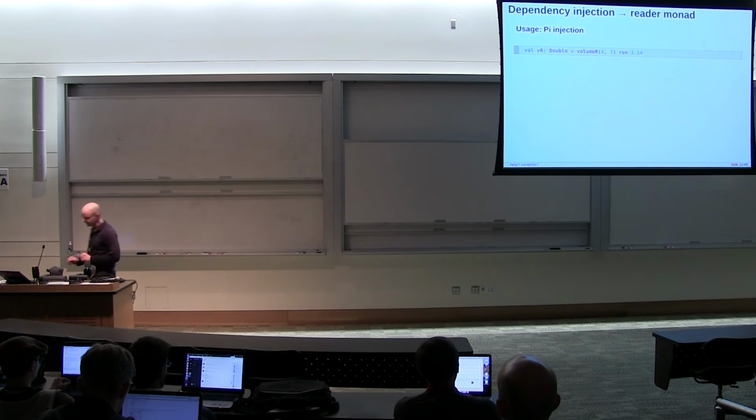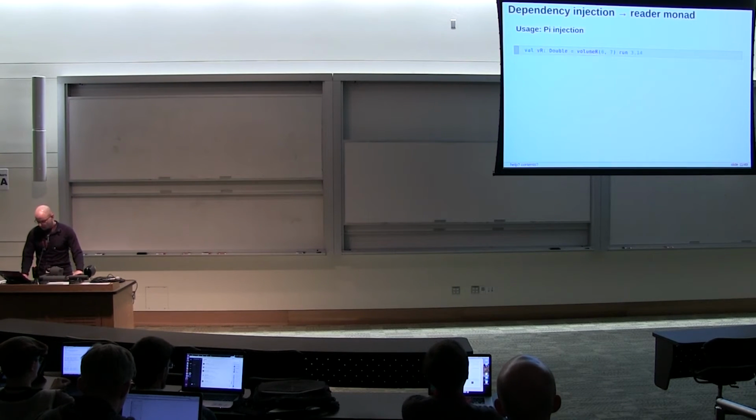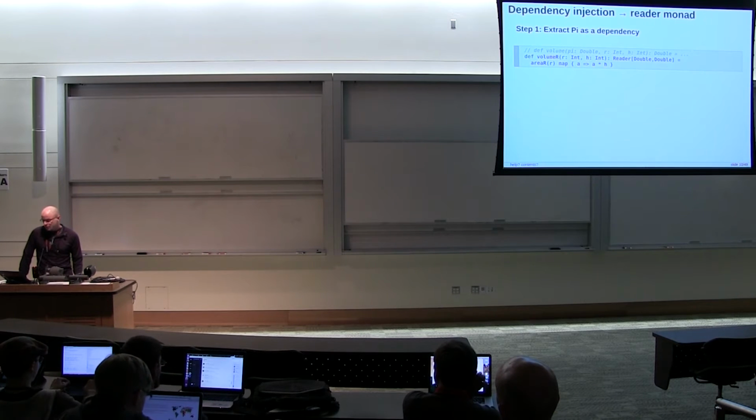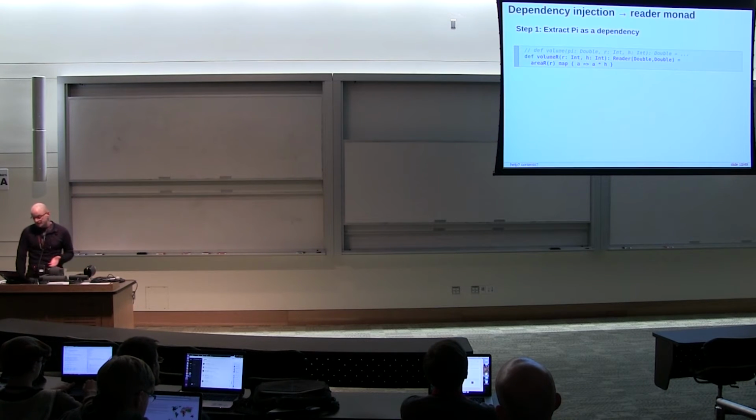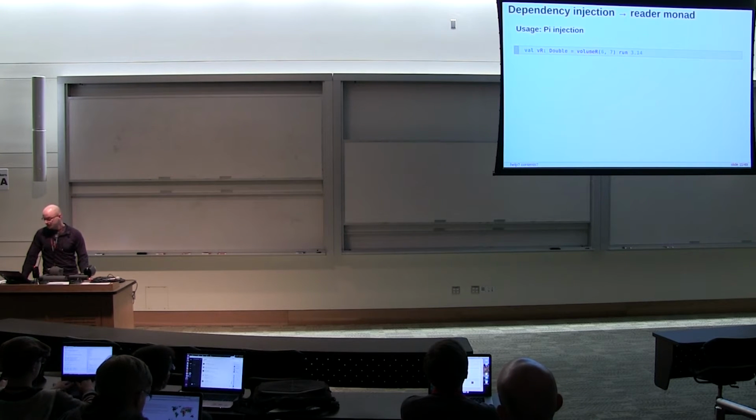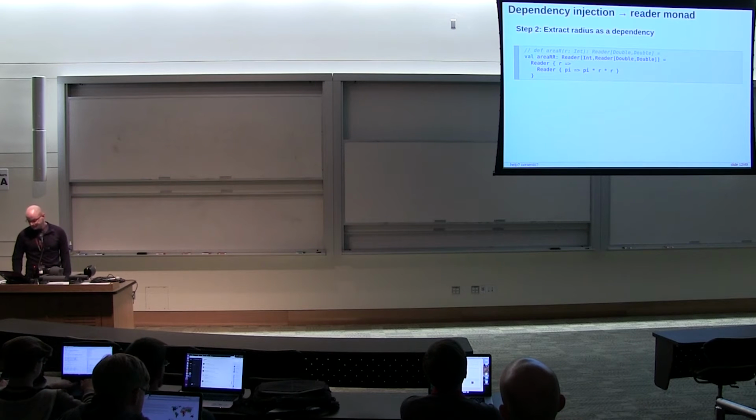But we're not done yet. If I go back a slide, when we dropped pi from volume, I said it was because volume doesn't actually really use pi other than passing it along. But the same is true for radius. The way I've implemented volume, it doesn't actually care about radius. So let's repeat this process and get rid of radius as an argument. So we're actually going to have two dependencies that we're going to inject.